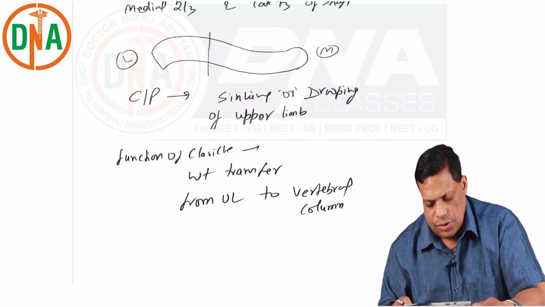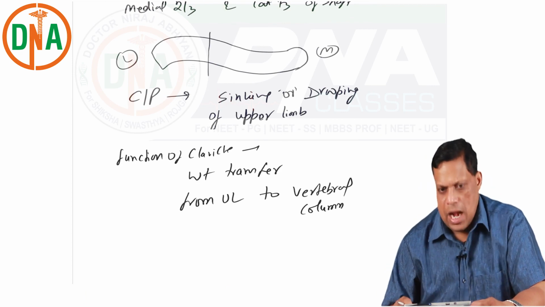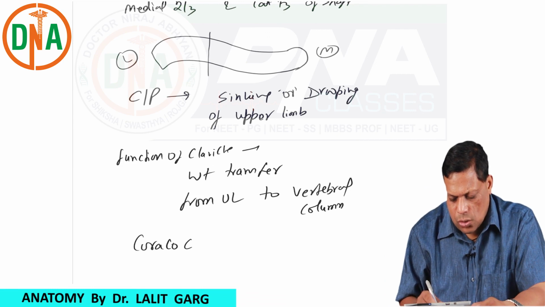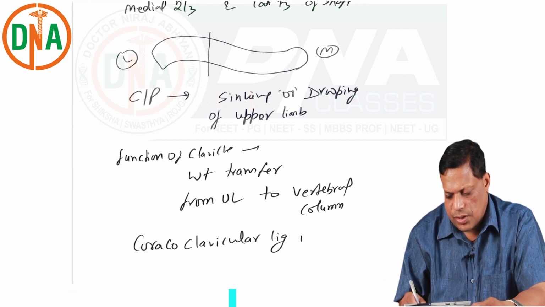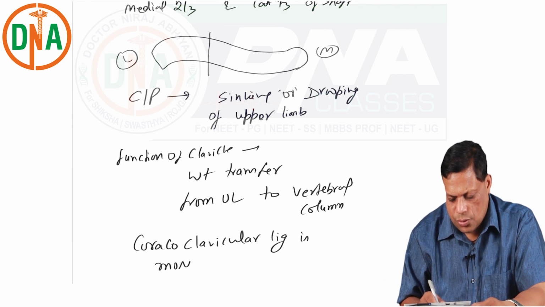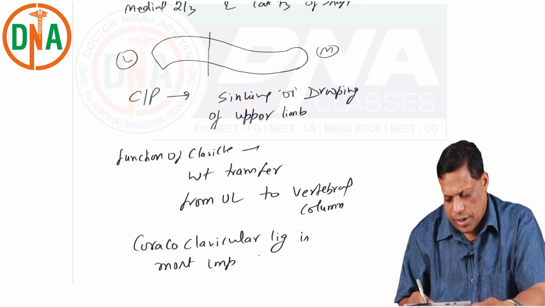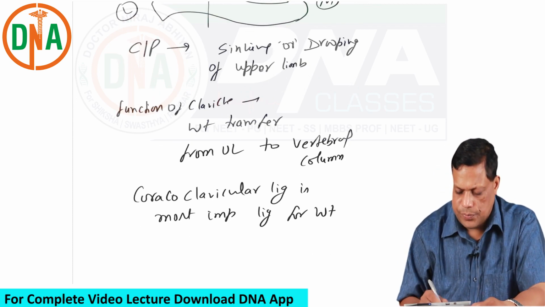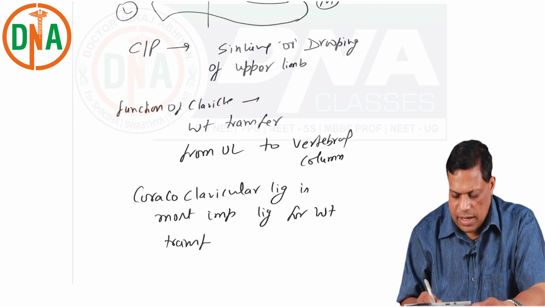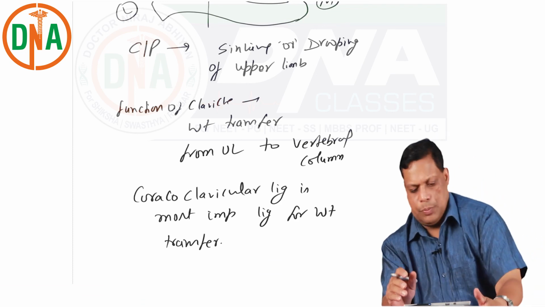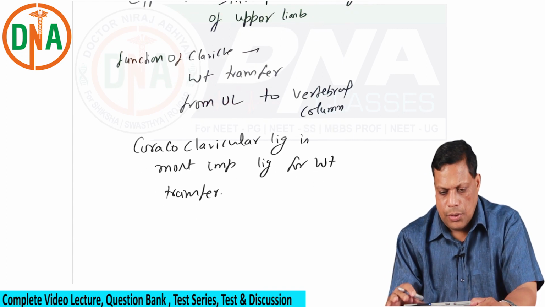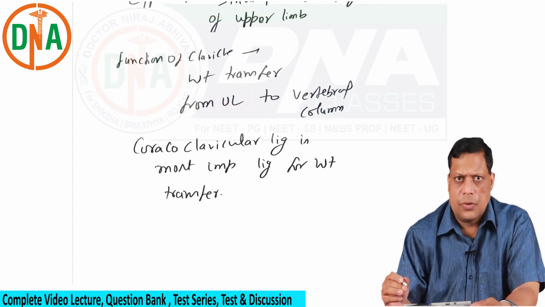And in this function of weight transfer, it is helped by ligaments also. And the most important ligament is the coracoclavicular ligament, the most important ligament for weight transfer. Other ligaments are also present in the clavicle, but the most important ligament is the coracoclavicular ligament. So these are the features of the clavicle.